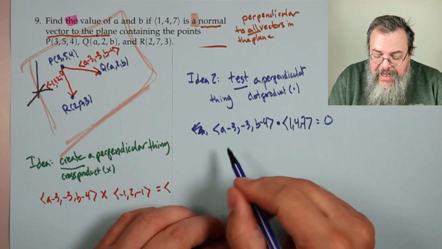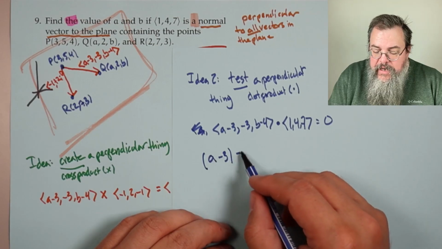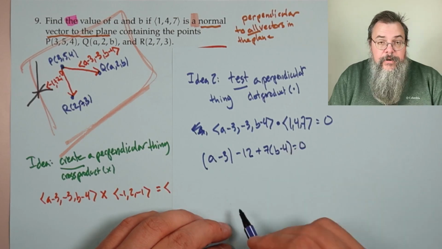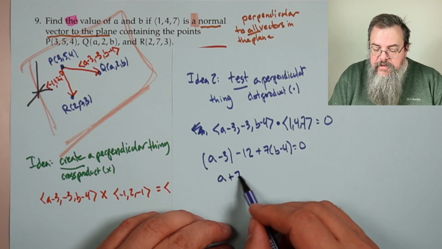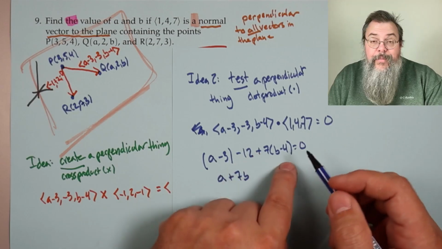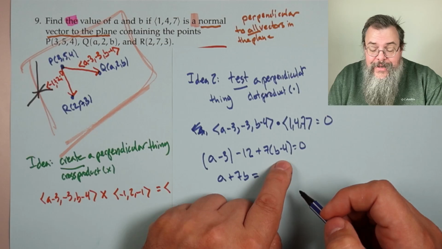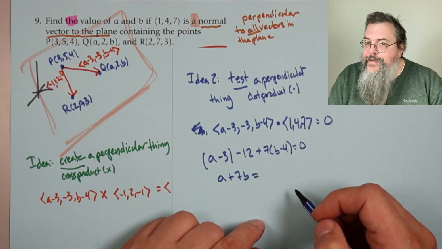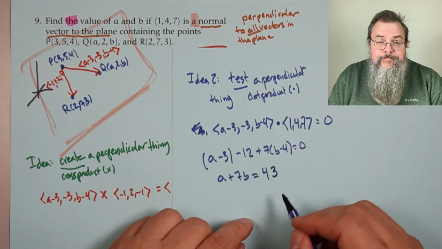All right, so what does that lead us to? Well, it leads us to a minus 3 times 1 minus 12 plus 7 times b minus 4 has to equal 0. Or, if you move things around, that says a plus 7b. And let's see, we have minus 3, minus 12, minus 28. We're going to move all that to the other side. 12 and 28 together would be, well, 12 plus 28 is 40. Plus 3 makes 43.